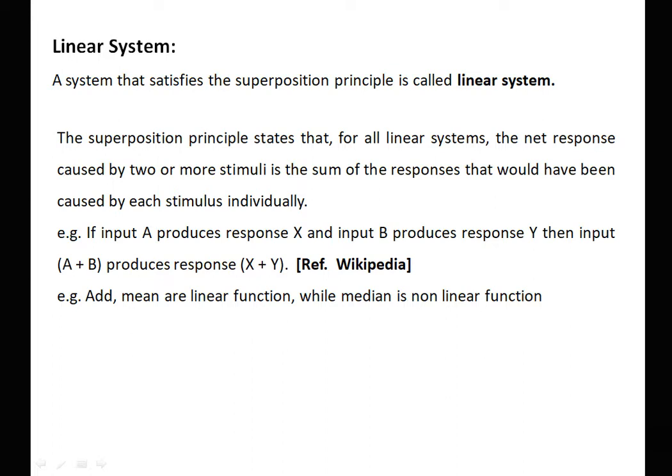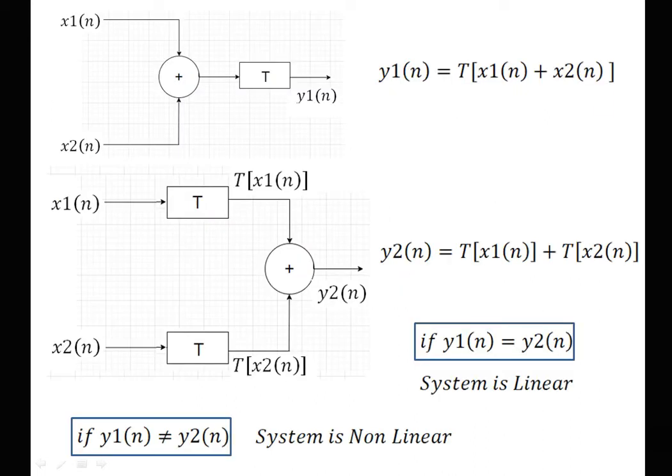The superposition principle states that for all linear systems, the net response caused by two or more stimuli is the sum of the responses that would have been caused by each stimulus individually. For example, if input A produces response X and input B produces response Y, then A plus B produces response X plus Y. For example, add and mean are linear functions, while median is a non-linear function.